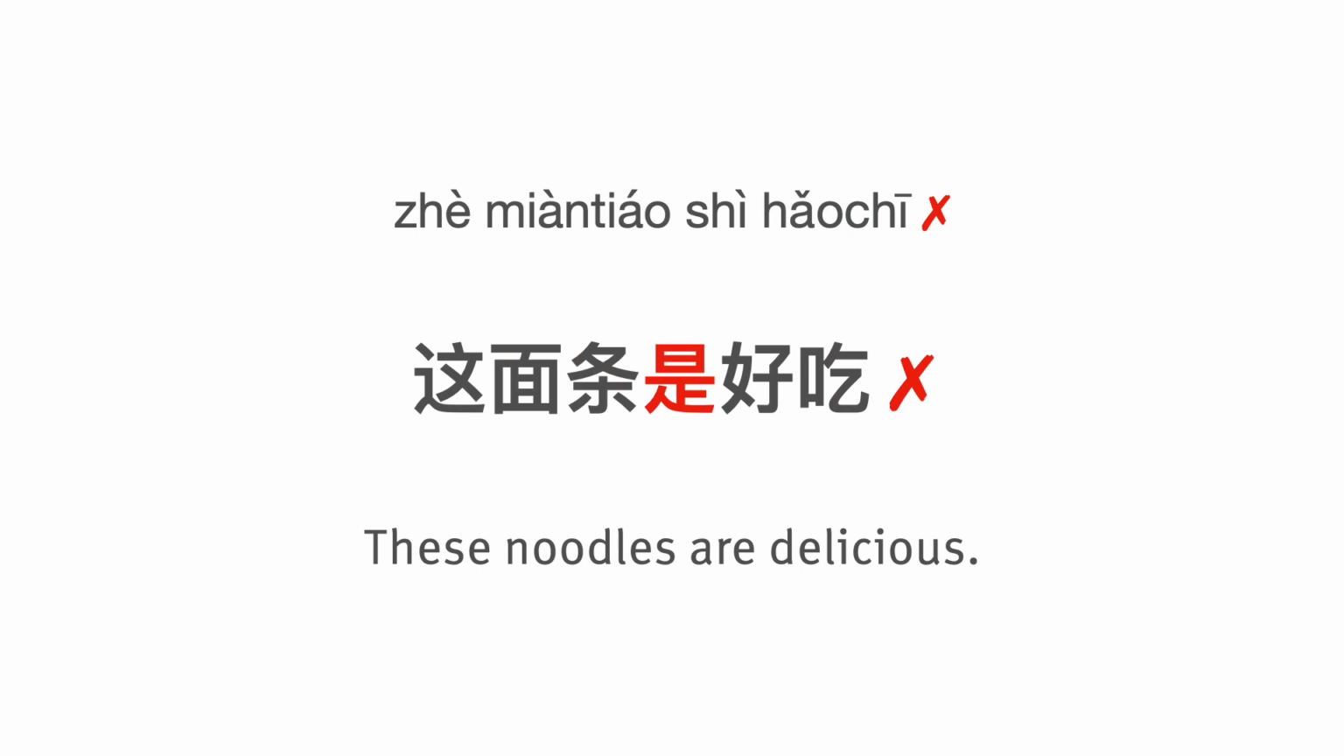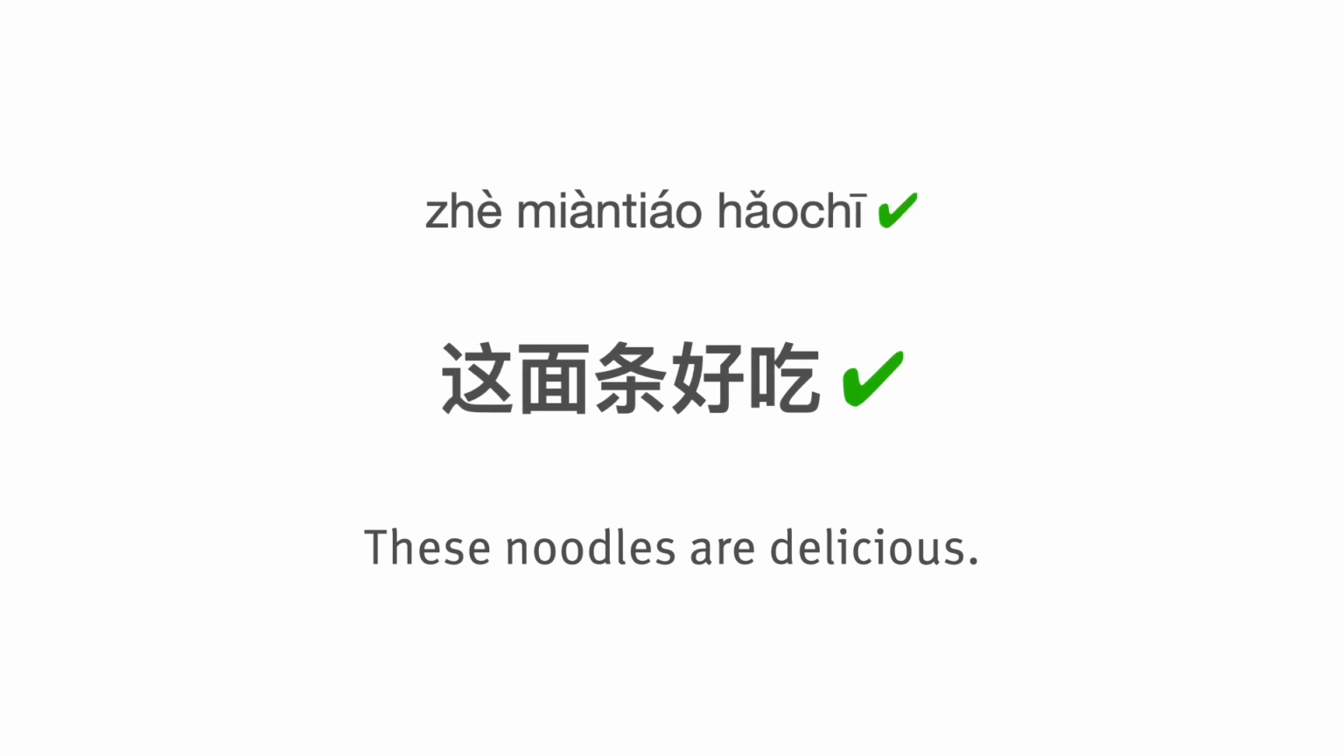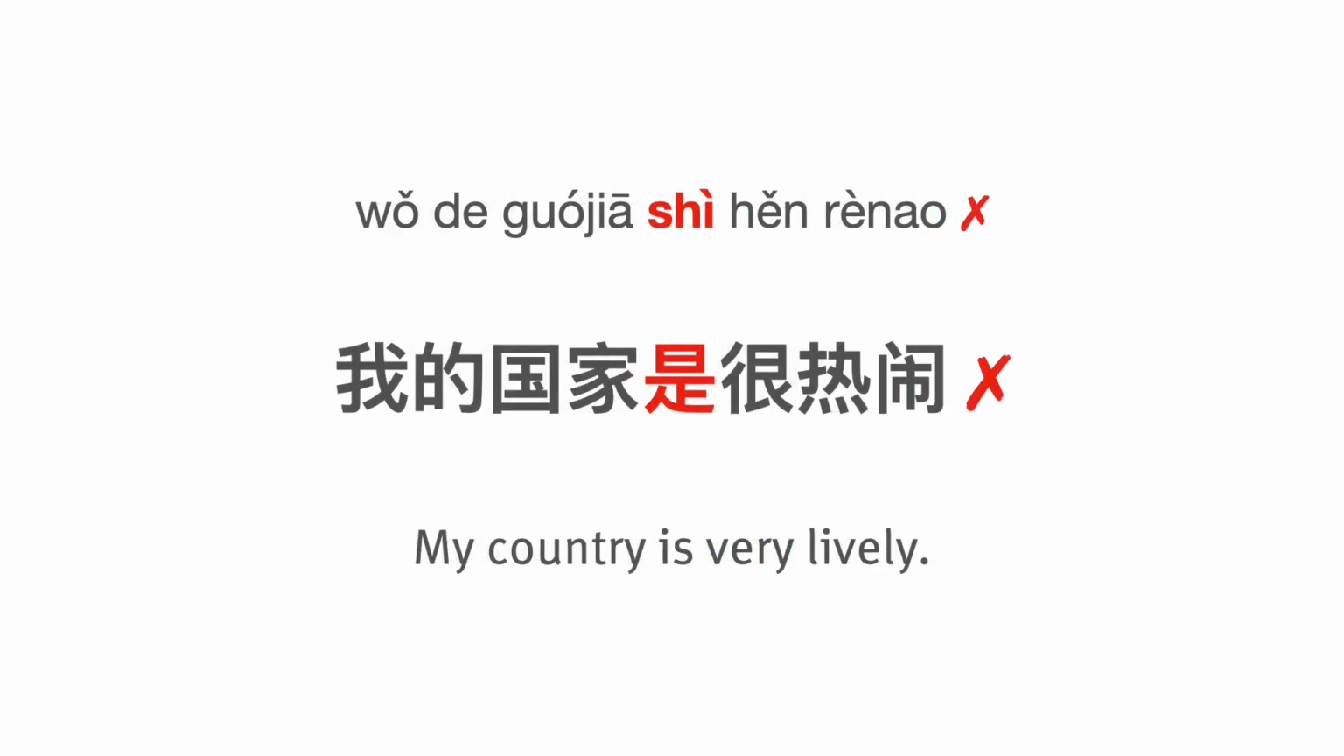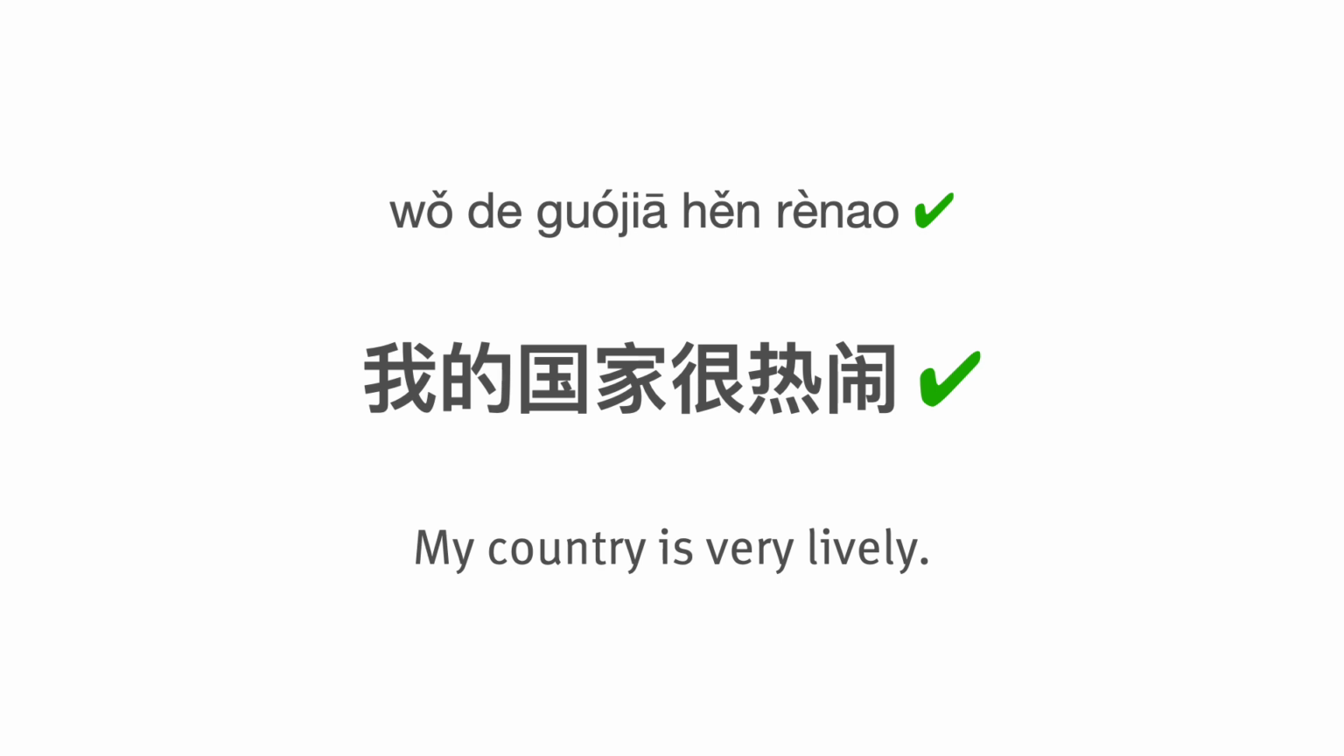Another example. It's wrong to say 这面条是好吃. Instead, say 这面条好吃. Or we can add 很 to specify the degree. 这面条很好吃. Another example. It's wrong to say 我的国家是很热闹. Instead, we should say 我的国家很热闹.